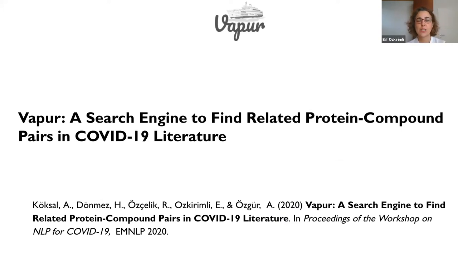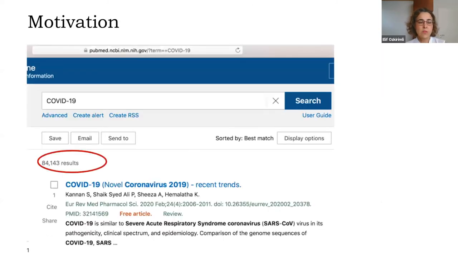So the idea is that it's searching, crawling through that space, the protein compound space. The motivation was that everybody knows COVID-19 exploded the knowledge space of publications, and it was very difficult to find relevant information from these publications. This is probably from last year when the paper was published. You can imagine that the number of publications has increased exponentially.